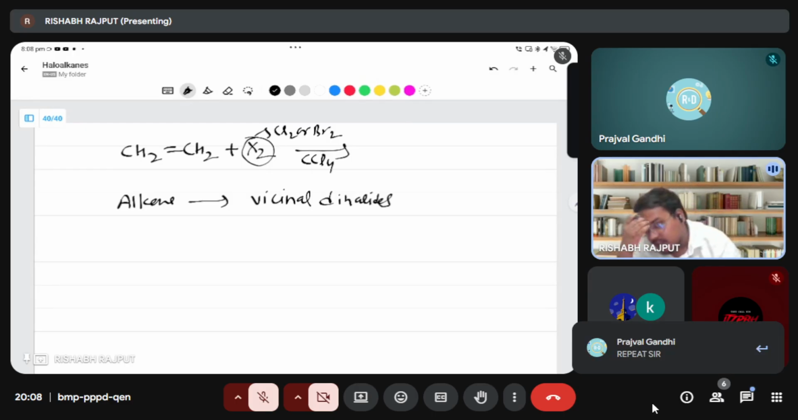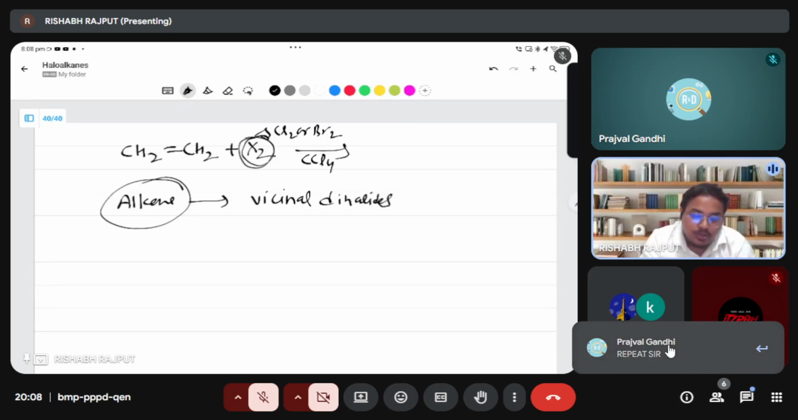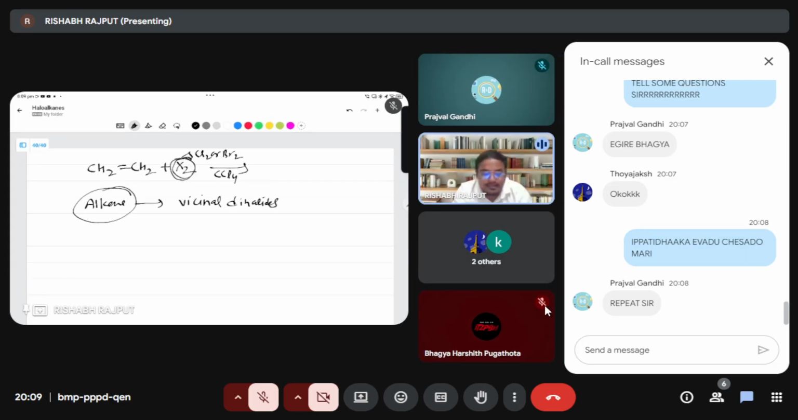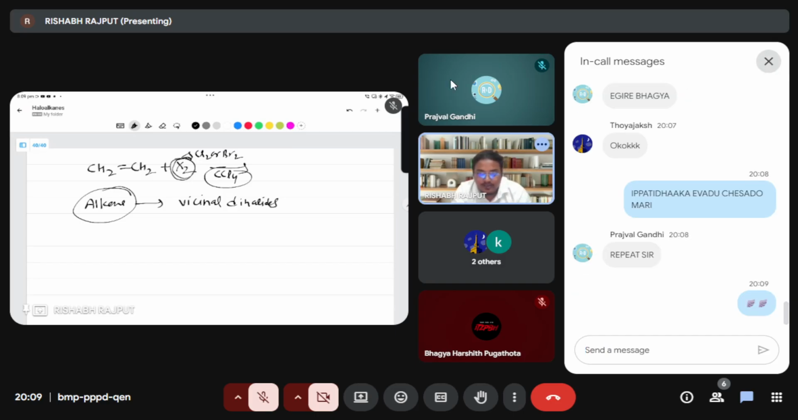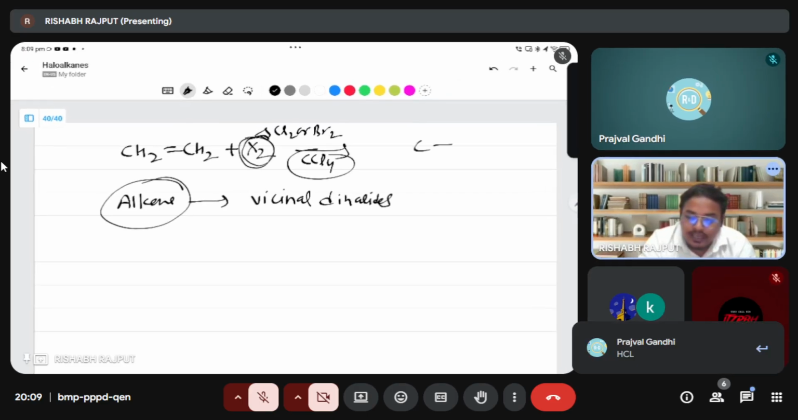You know what is the meaning of this? If you have an alkene group and you add a halogen X2, meaning Cl2 or Br2, in the presence of carbon tetrachloride, you will convert the alkene to vicinal dihalides. Meaning on both carbons you will get the halogen group. It is the addition reaction.